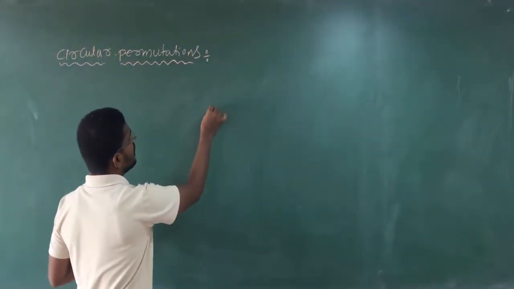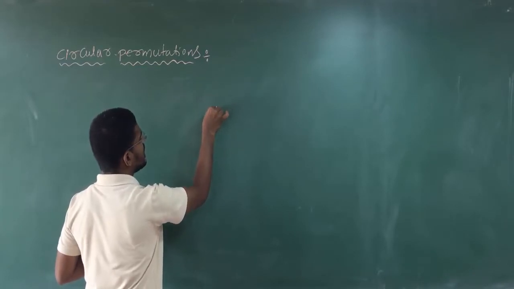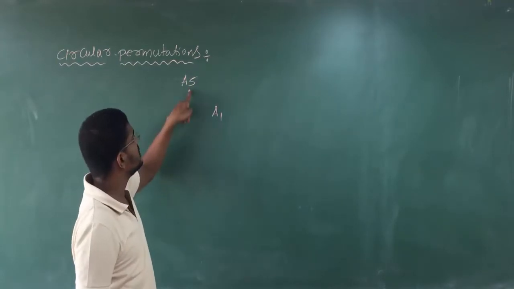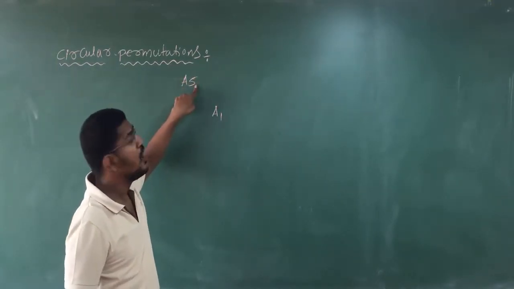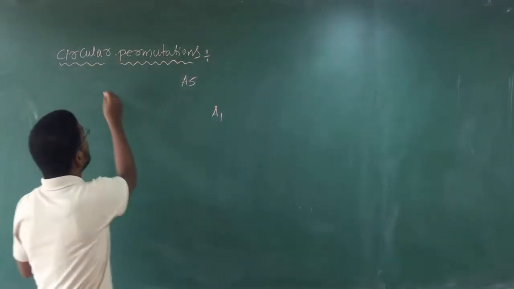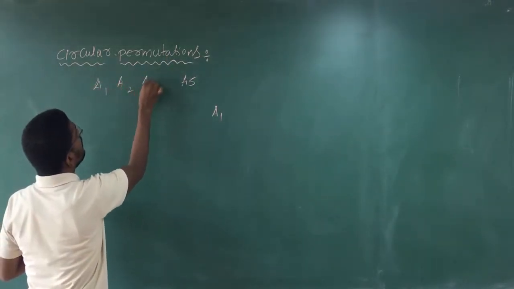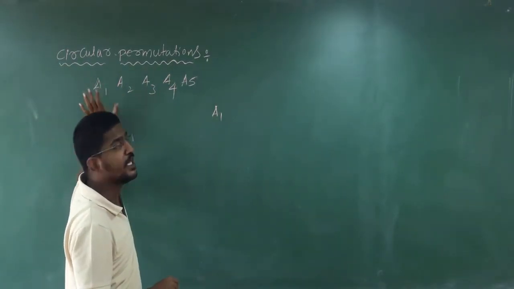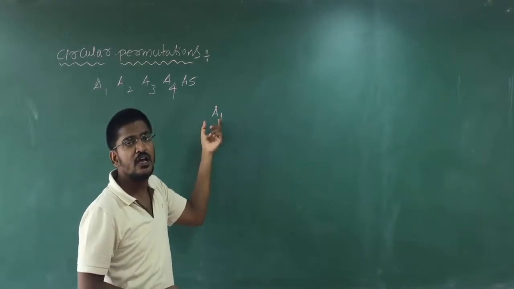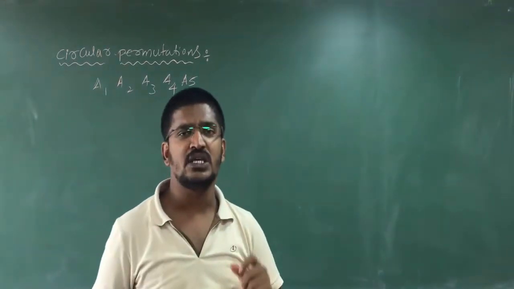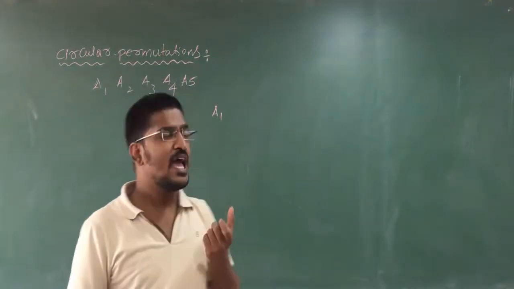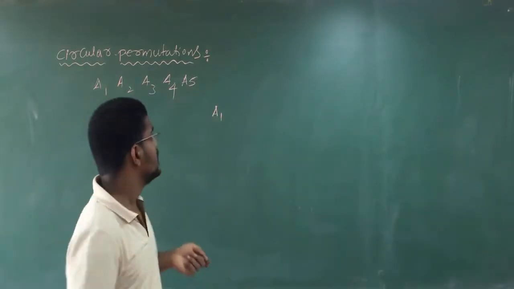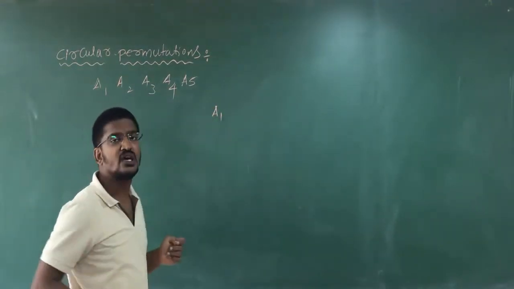So in circular permutations, what happens here? If you take a1 to a5, that means you want to arrange 5 elements. Out of these 5 elements, I have taken one of the objects and I have placed it here. So in circular permutations, you have to take one of the objects and fix it at one position, and you have to arrange the remaining terms circularly.